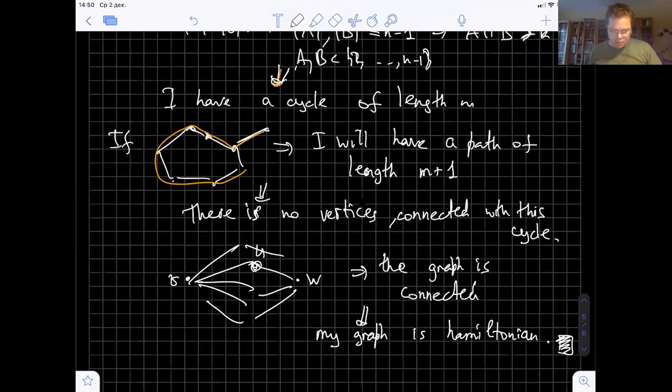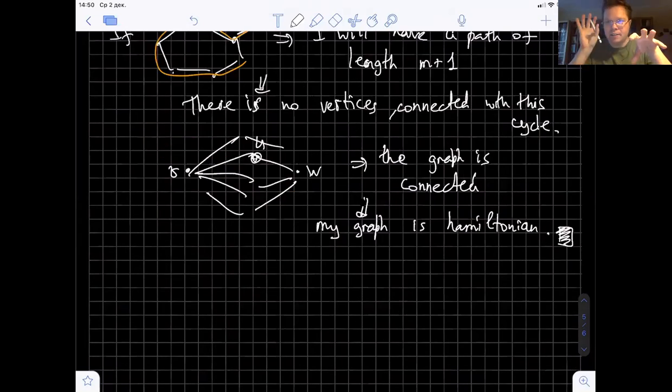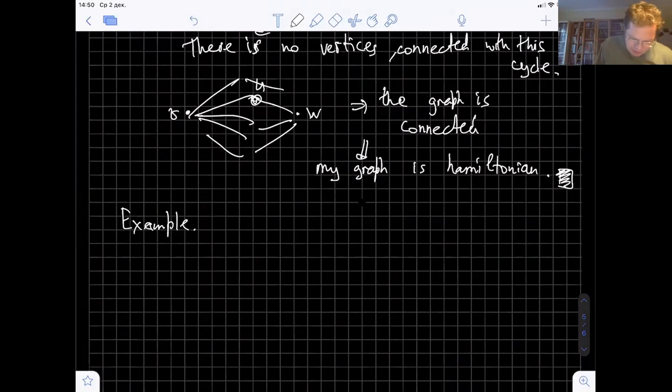Okay. So we studied the Hamiltonian graphs and the Euler graphs, the graphs with an Euler circuit. And I want to ask you about how they are connected to each other. So my last example will be the following. Suppose G has an Euler circuit. Does it have to be Hamiltonian?